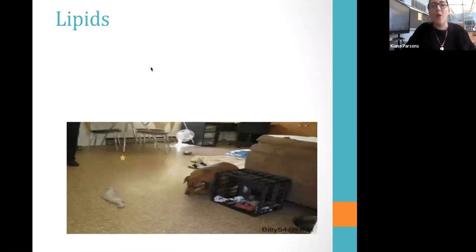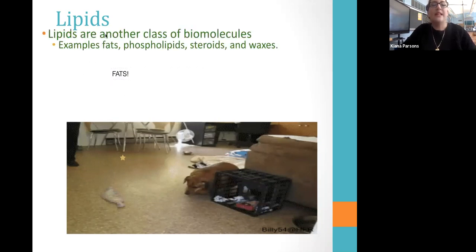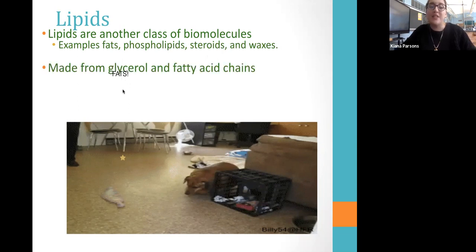Next, let's talk about lipids. Lipids are usually referred to as fats. So lipids are fats. Lipids are another class of biomolecules. Examples include fats, phospholipids, steroids, and waxes. But the general term for lipids is fats in general.